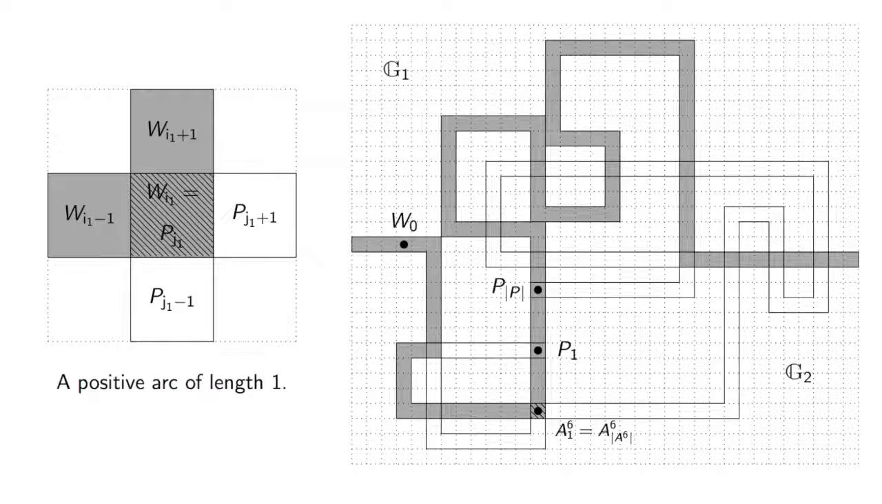Then only two cases may occur. In the first one, Pj1 minus 1 is south of Pj1 and then Pj1 plus 1 is east of Pj1. In this case, the arc A is positive. In the second case, Pj1 minus 1 is east of Pj1 and Pj1 plus 1 is south of Pj1. In this case, the arc A is negative. For example, the arc A6 is positive. The arc A7 is also positive. This pattern matches the one on the left up to rotation.